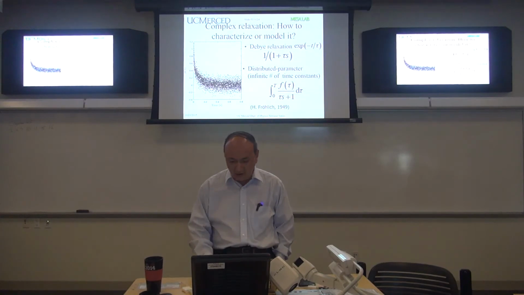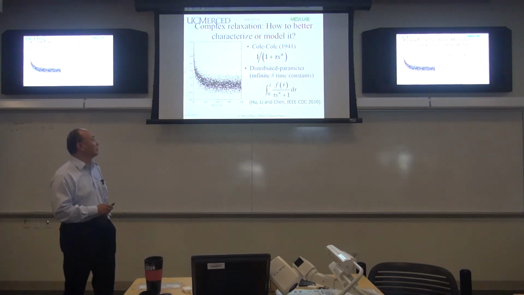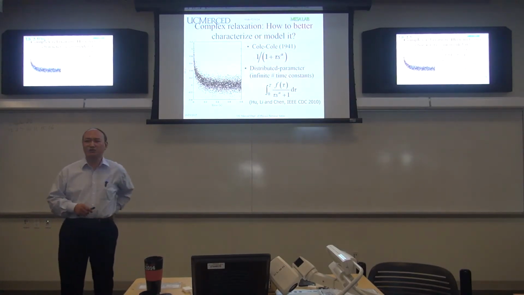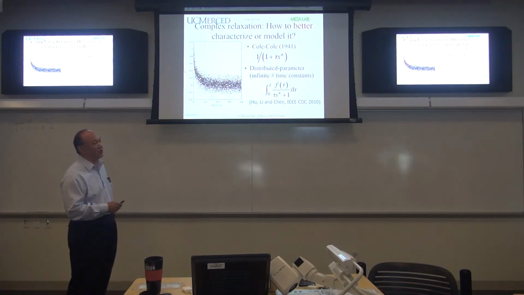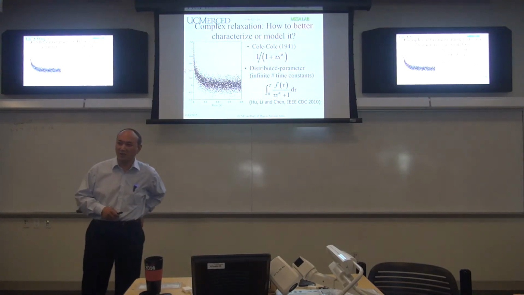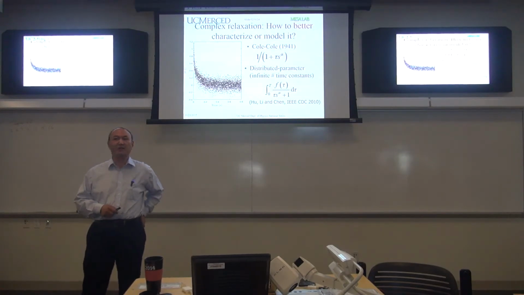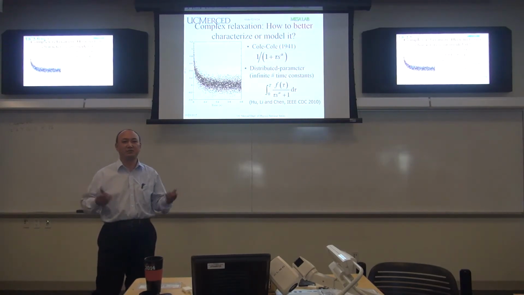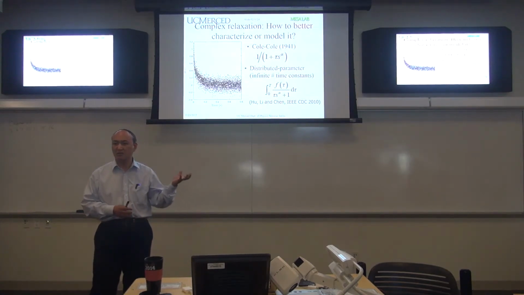But the question is, can we go a little bit further? In 1941, Cole and Cole, I think the two brothers, found out that no matter how you try, you cannot really fit well in some cases, a very anomalous relaxation process. You have to raise this to the power of alpha, where alpha is not 1, to be able to fit well, which is significant. And they made a historical position for themselves in the literature. So this is called Cole-Cole relaxation.